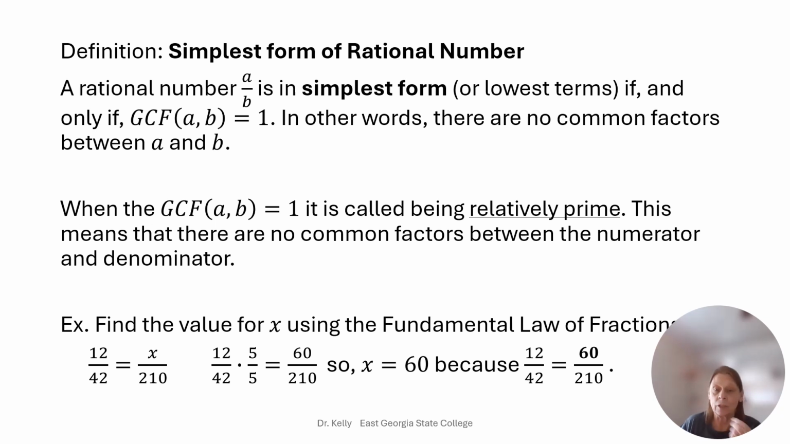So when the GCF is equal to 1 between the numerator and the denominator, or frankly any two numbers, it doesn't have to apply only to fractions, it's called relatively prime. It's an important concept. It doesn't necessarily mean that the numbers themselves are prime, but that there are no common factors between the numerator and the denominator, or between those two numbers.